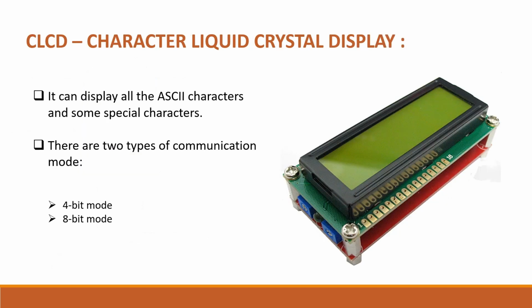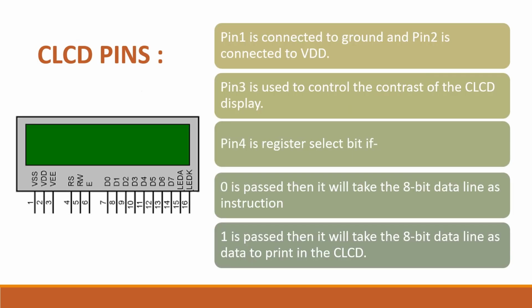Then we are going to see about a CLCD, character liquid crystal display. It can display all the ASCII characters and some special characters. There are two types of communication mode in it, that is 4-bit mode and 8-bit mode. For interfacing a CLCD with my microcontroller, I first want to note the pins available in the CLCD.